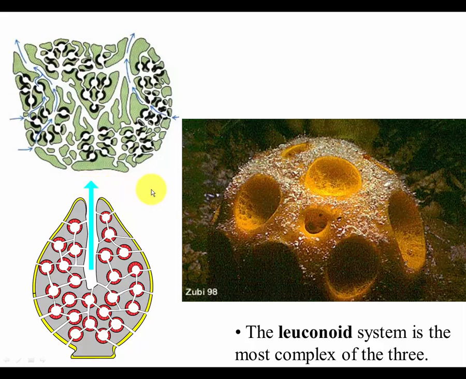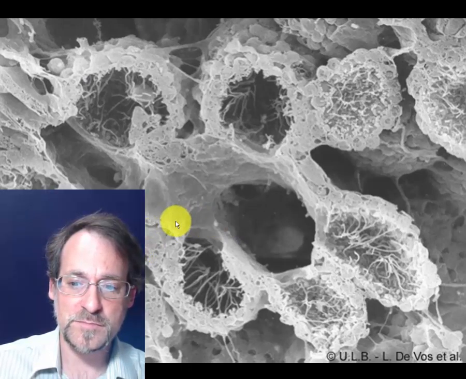What happens as a result is that the sponge gets even more of a crack at the food that might be present in that water. It gets many more chances to get a hold of all of the nutrients that the water has to offer. And leuconoid sponges are by far the largest. They can get very large indeed, up to a couple of meters across.